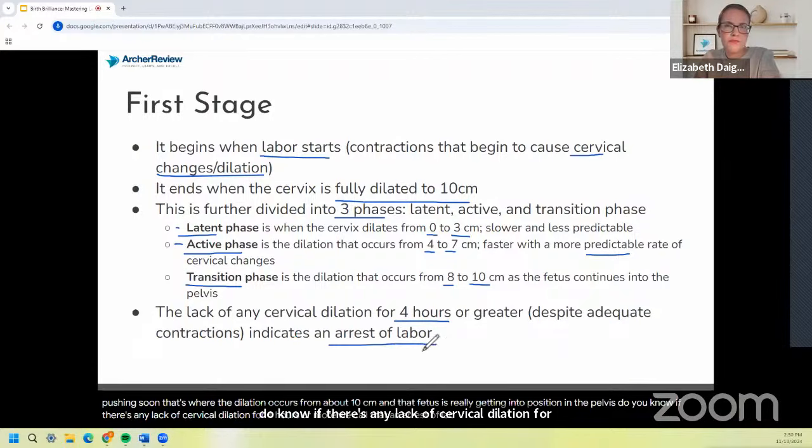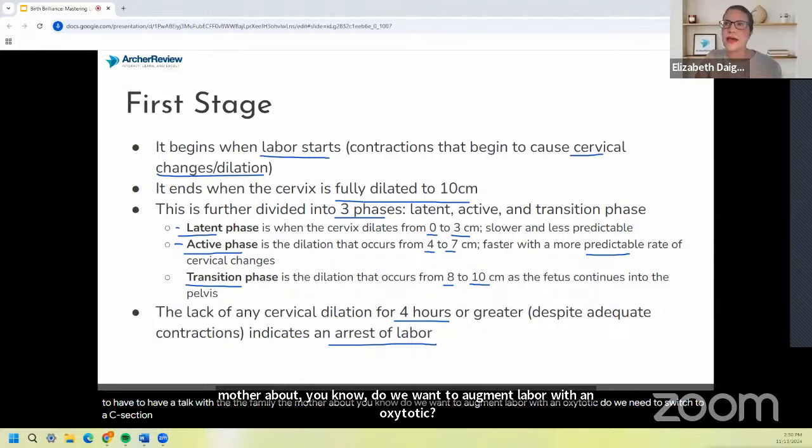Do know if there's any lack of cervical dilation for 4 hours or more, we call that an arrest of labor. And typically, that's the point where the provider is going to have a talk with the family, the mother, about, do we want to augment labor with an oxytocic? Do we need to switch to a C-section? That sort of thing.